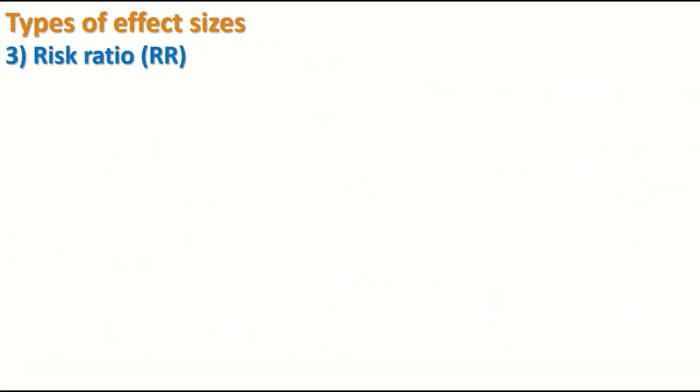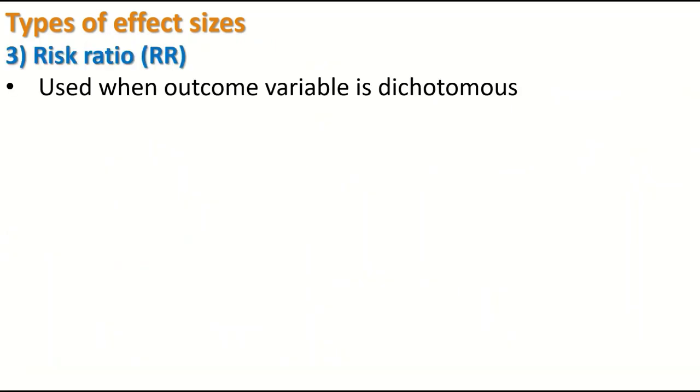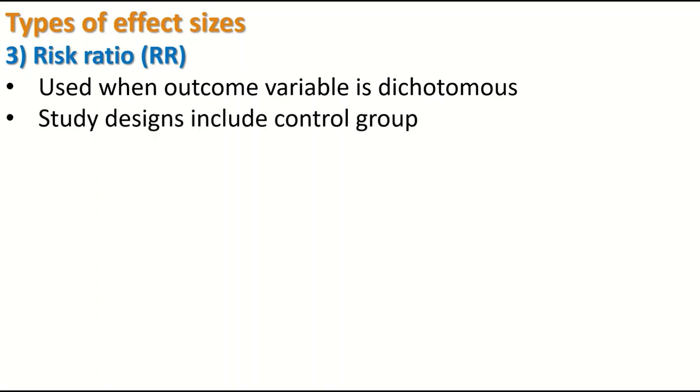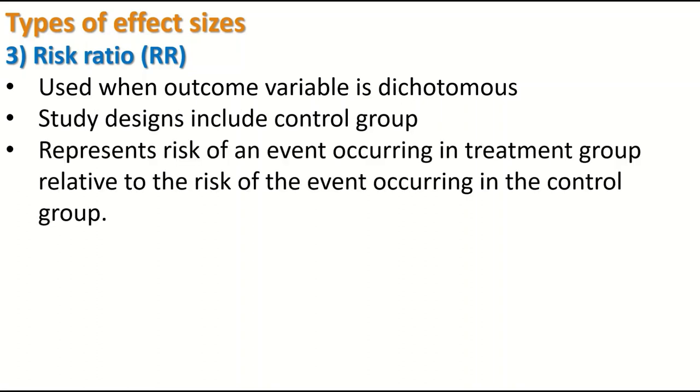A third effect size is the risk ratio. This is used when the outcome variable is dichotomous, which has only two levels, such as alive or dead, yes or no. So if the study design includes a control group, then the risk ratio can be used. The RR represents the risk of an event occurring in the treatment or experimental group relative to the risk of the event occurring in the control group.